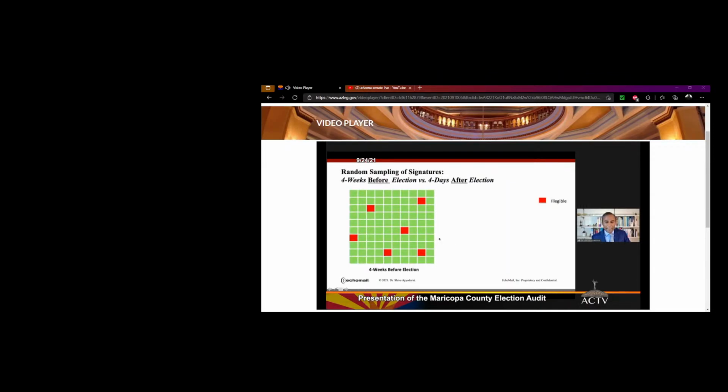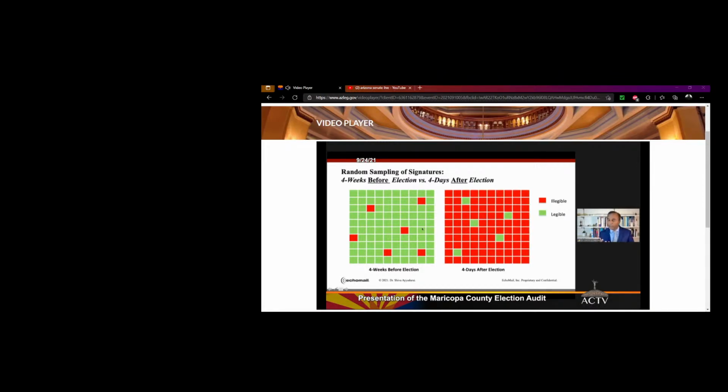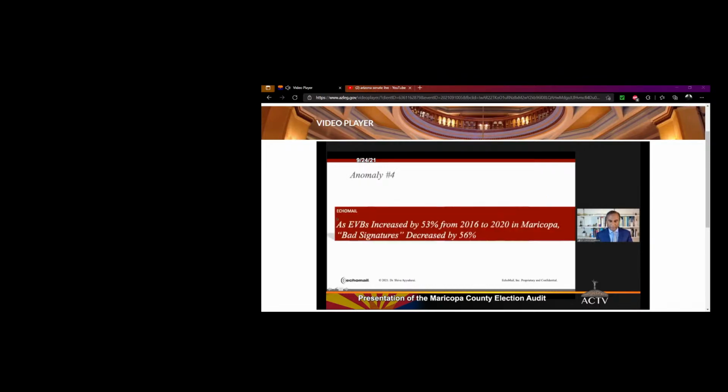If I were to do a heat map, again, this is a representation, it would look like this, where the red represents illegibility and the green represents legibility. It would look like this if you wanted to visually do this. And if we were commissioned to do this, we could. But you can see a marked difference in legibility. There could again be an explanation for this.